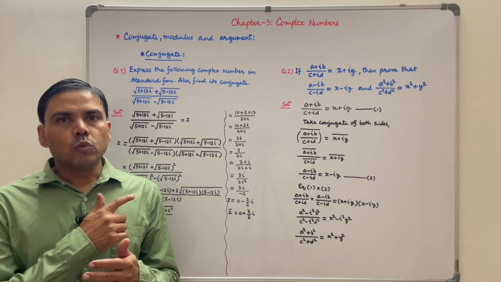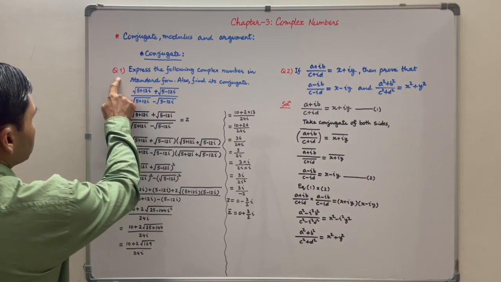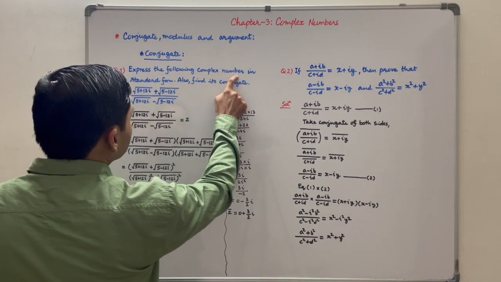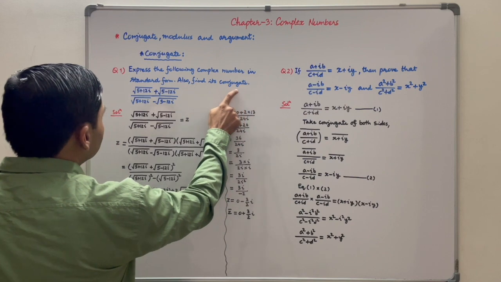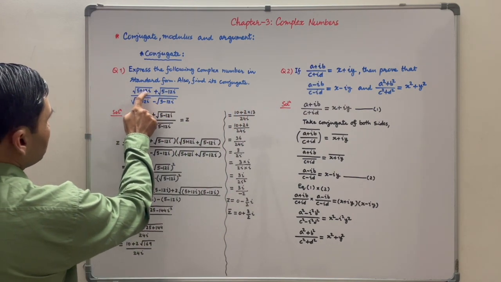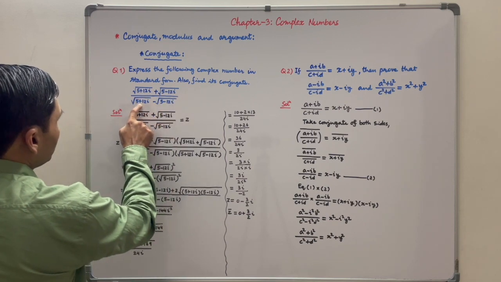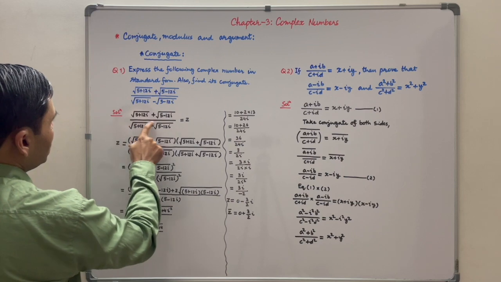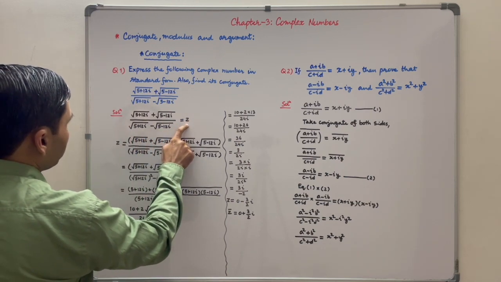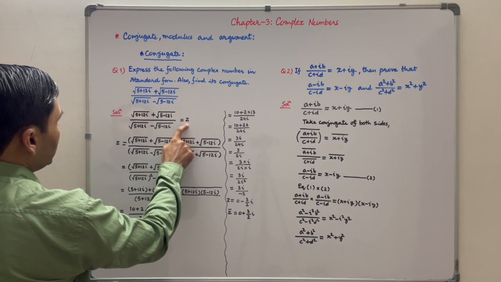Now let us see these two questions based on properties of conjugate. First question, express the following complex number in standard form. Also find its conjugate. The given number is root 5 plus 12i plus root 5 minus 12i upon root 5 plus 12i minus root 5 minus 12i. Suppose the given number is equal to z. The standard form of a complex number is a plus ib.